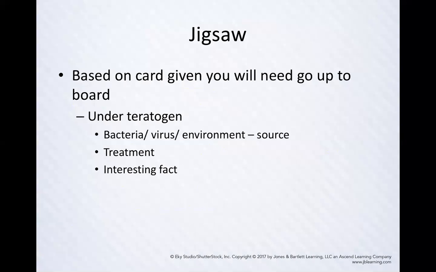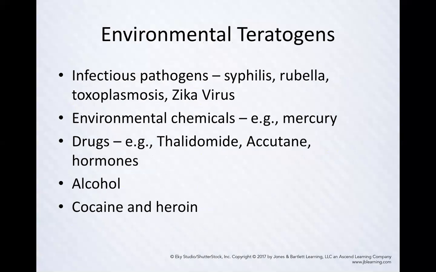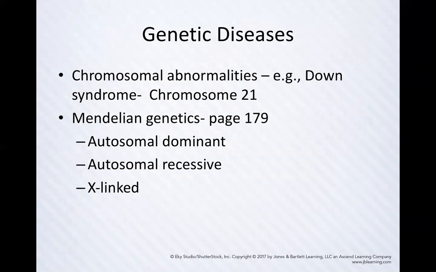This is the jigsaw I'm going to have you do in your discussion group. I'm going to ask you to look up a teratogen, find something about whether it can be treated or not, and then come up with an interesting fact. I'm obviously not going to give you a card, but in your discussion groups, I'm going to ask you to do that. Here are environmental teratogens that I'm going to ask you to look into. Actually, this slide is a repeat. These are the different teratogens again that I'm going to have you do in your discussion groups.